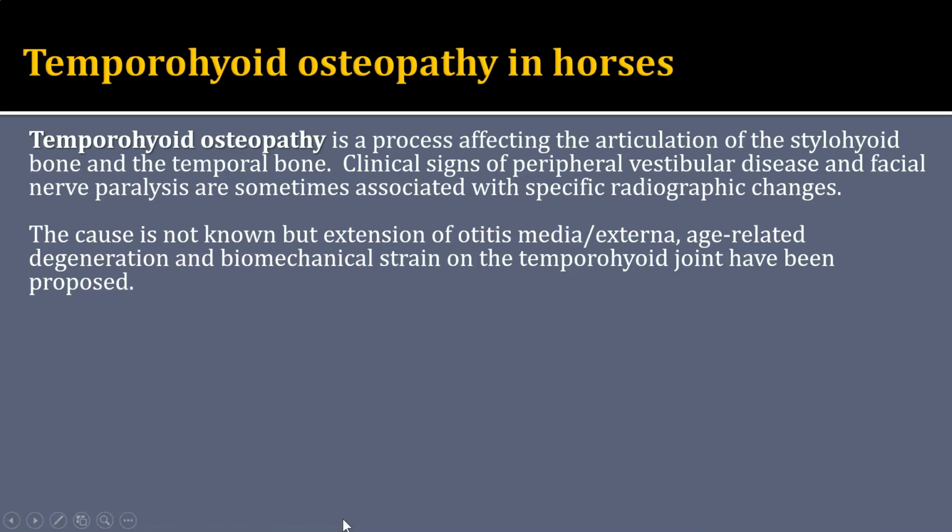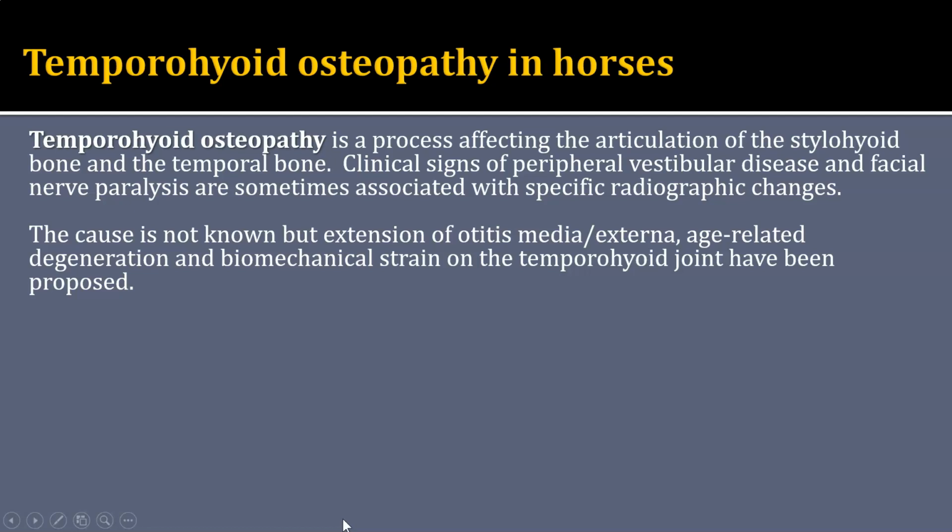Temporal hyoid osteopathy is a process that affects the articulation of the stylohyoid bone and the temporal bone in horses. And it oftentimes causes clinical signs of peripheral vestibular disease and facial nerve paralysis. And then those signs are sometimes associated with the specific radiographic changes we're going to talk about. The cause isn't known, but it is possible, and why I include it in this lecture is that it could be an extension of otitis media and externa.